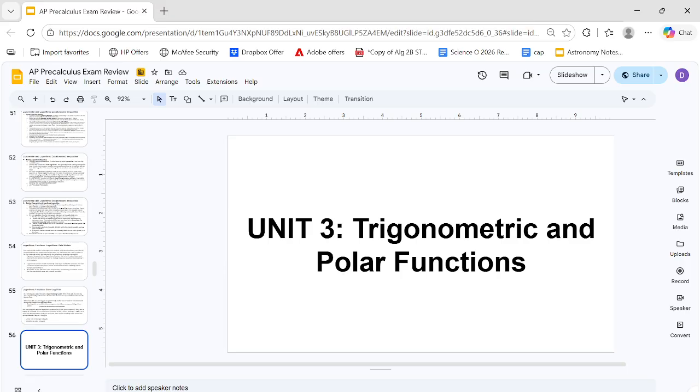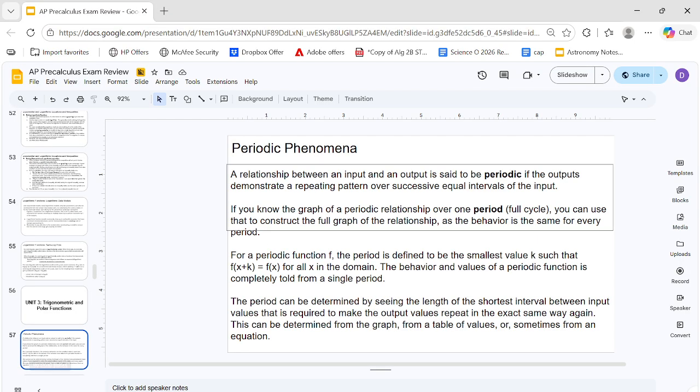Alright, unit 3, trigonometric and polar functions. Alright, periodic just means that it repeats, basically. Period is the distance of inputs that is needed for the function to repeat again. So if it's a periodic function f, the smallest value k such that f of x plus k is equal to f of x for all x in the domain.